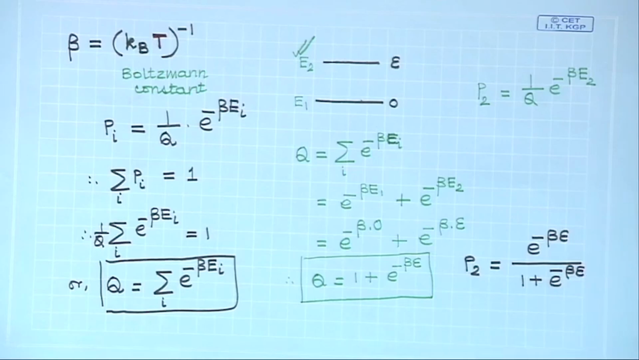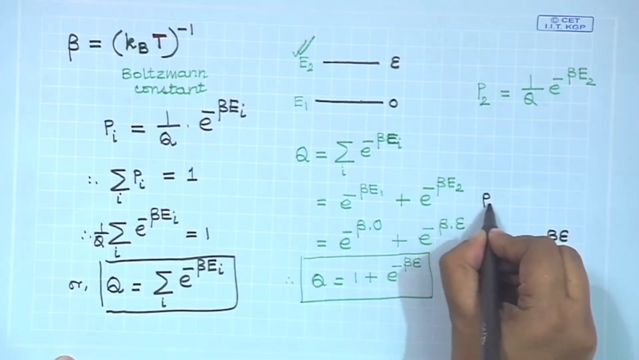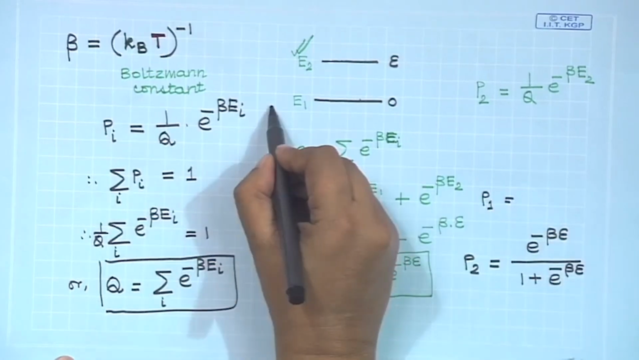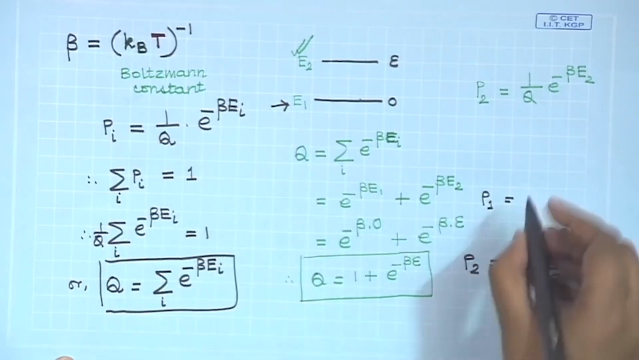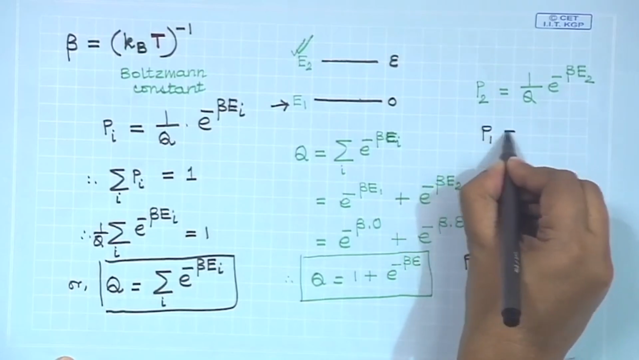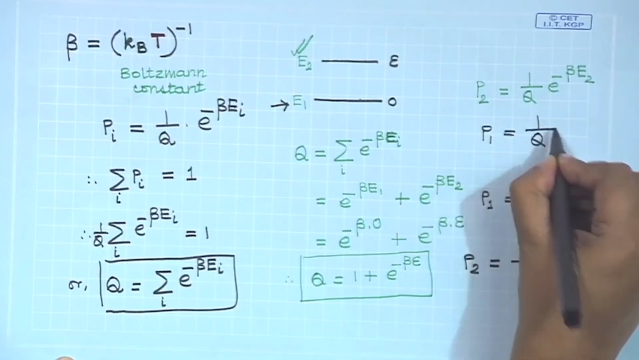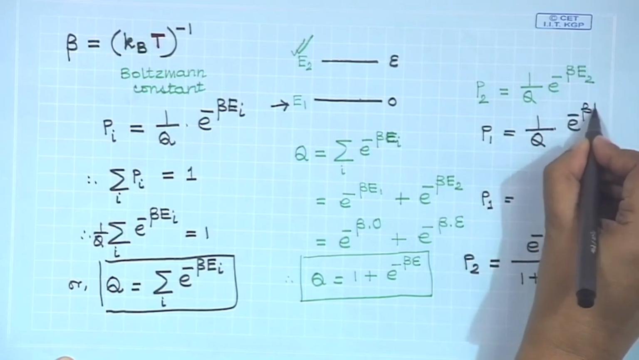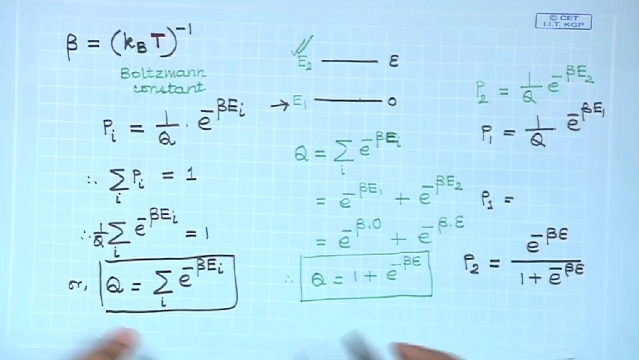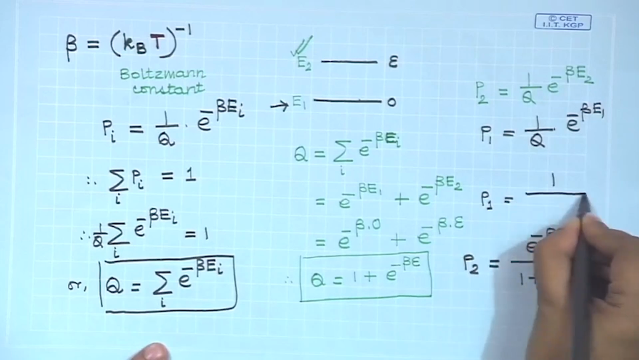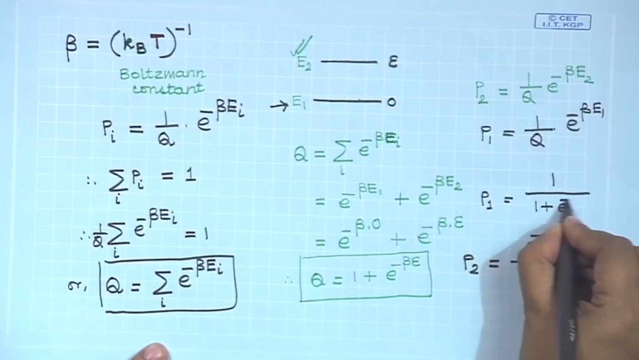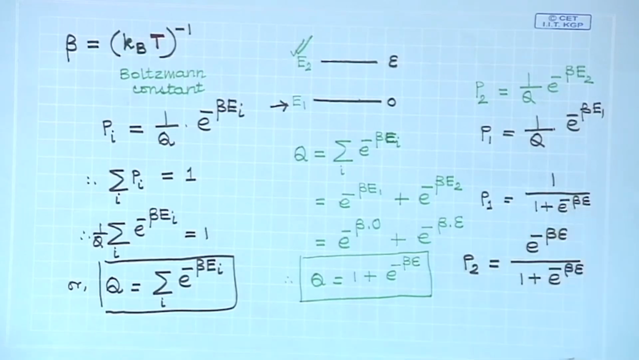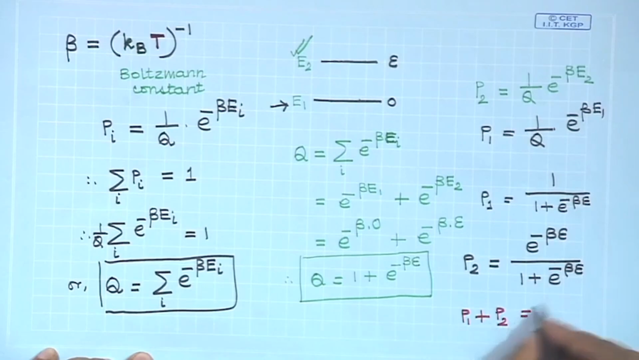Now, what is P1? P1 is the probability that the system occupies the lower energy state, that is this one. Okay. By definition, P1 is equal to 1 by Q into e to the power of minus beta E1. If I put all the values back, what should I get? I get this is equal to 1 plus e to the power of minus beta epsilon, right. Now, you can very easily check that P1 plus P2 is equal to 1.